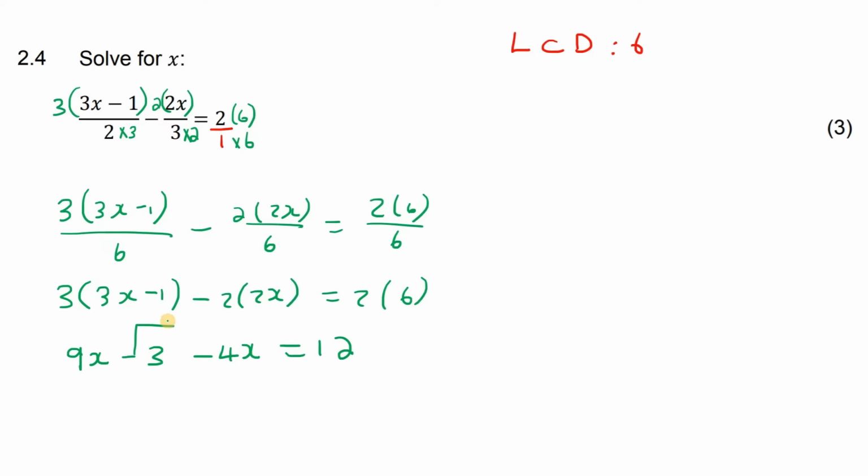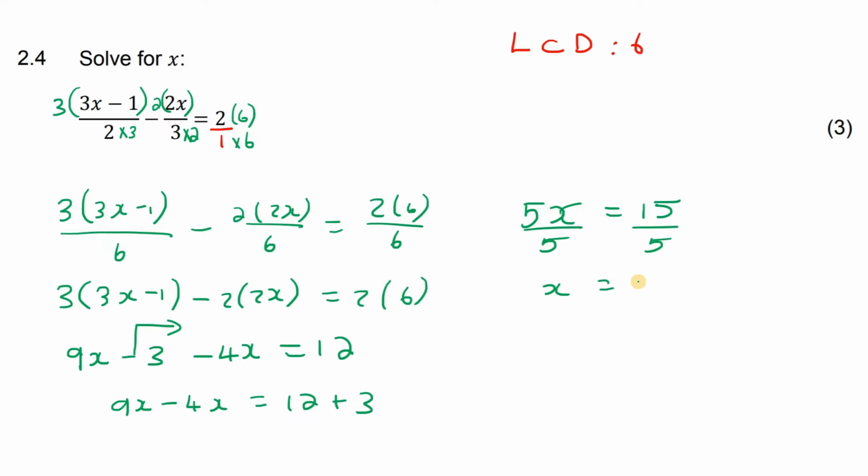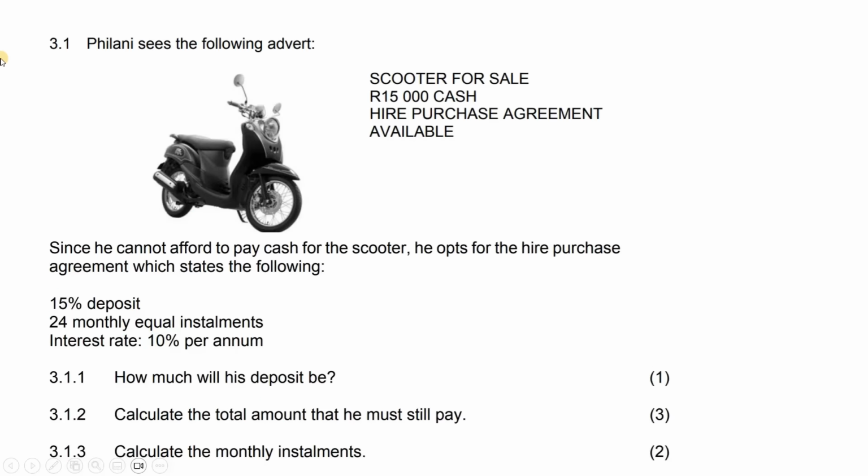So we will take the -3 over to the other side. And so on the left, we'll just have 9x take away 4x. And on the right, we will have 12 plus 3. It became a +3 because we took it over to the other side. And so now we end up with 5x equals 15. And then we divide both sides by 5. And so x would be equal to 3.